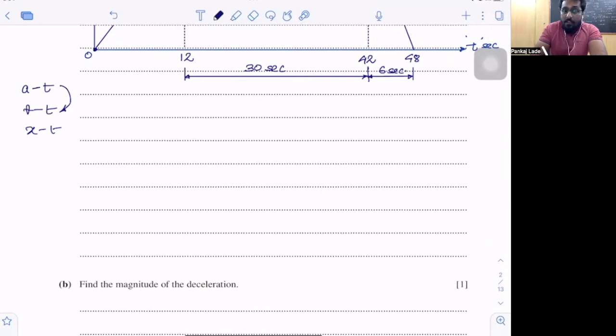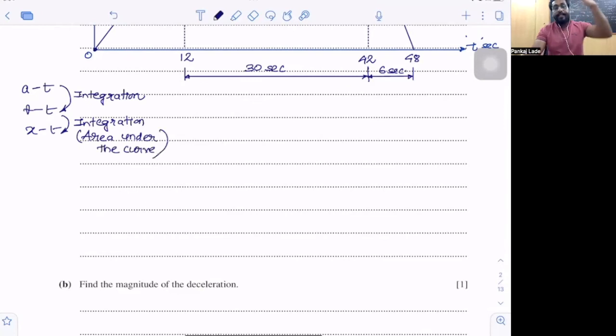You can get the VT curve by getting the area under the curve, and area under the curve is integration. So if you do integration to the AT curve, you can get the VT curve. And if you have the VT curve and you need the XT curve, again, you want to do the integration. So basically you are finding the area under the curve. So you want to remember this chain. So AT, VT, and XT.